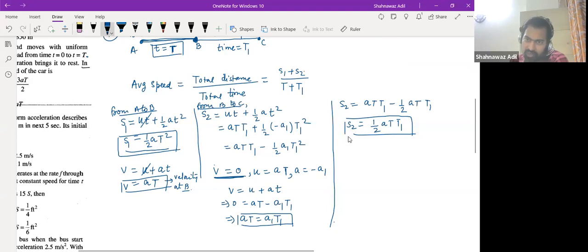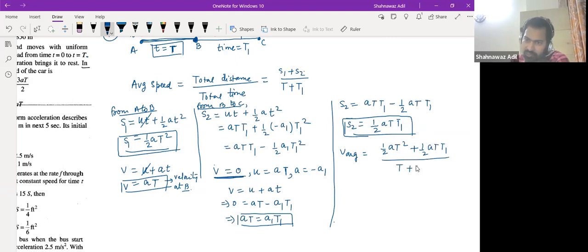Okay, so now we have S2, we have S1, and we have T and T1. So we can calculate the average speed. Let me write it as P average. S1 is half a T square, and this is half a T T1, divided by T plus T1.